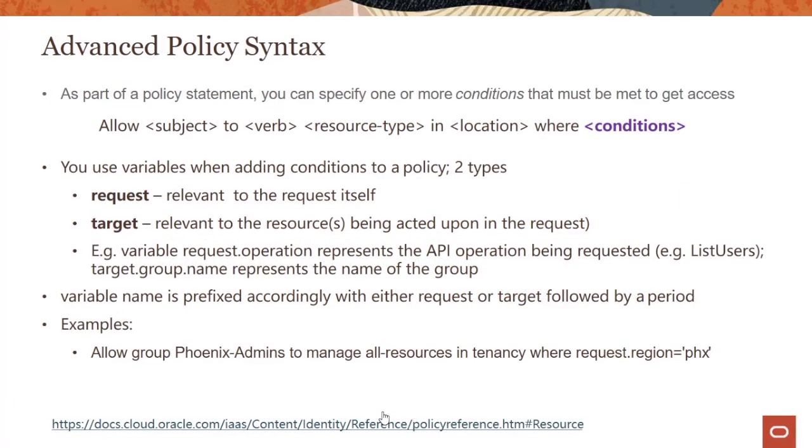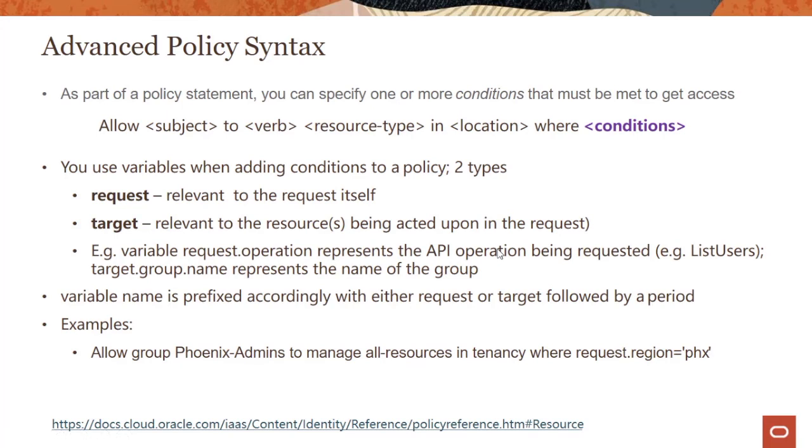Lastly, there is this concept of advanced policy syntax, where you can write a conditional policy. In the level 200 videos we go into more detail, but let me just quickly cover this here. When you write a condition, you need to add variables. There are two kinds of variables you can use: one is called request, one is called target. Request is something relevant to the request itself. What does that mean? If you're doing some API operation, like trying to list users, you could say something like request.operation. This represents the API operation which you are executing.